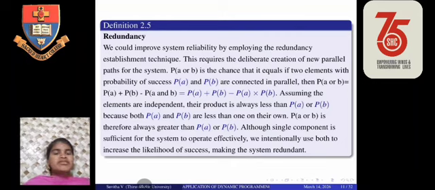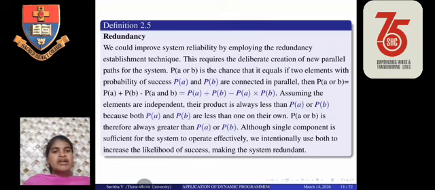Redundancy. We could improve system reliability by employing the redundancy establishment technique. This requires the deliberate creation of new parallel paths for the system. Assuming the elements are independent, their product is always less than P of A or P of B because both P of A and P of B are less than 1 on their own. Therefore, P of A or B is greater than or equal to P of A or P of B.